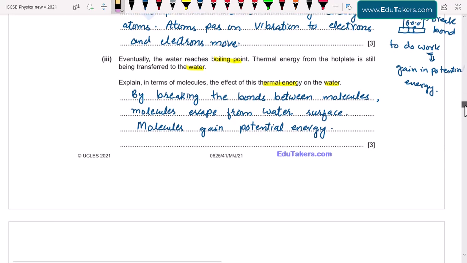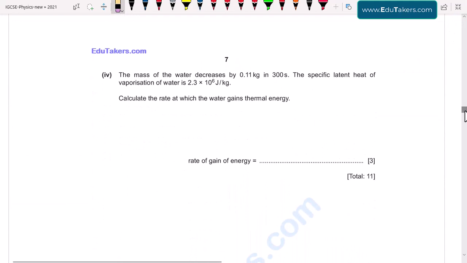So next part. The mass of water decreased by 0.11 kilogram in 300 seconds. The specific latent heat of vaporization of water is 2.3 × 10^6 joule per kilogram. Calculate the rate at which the water gains thermal energy. Here we have to calculate the rate of thermal energy gain. It means that we have to calculate power, because power is energy per time. We have to calculate power.